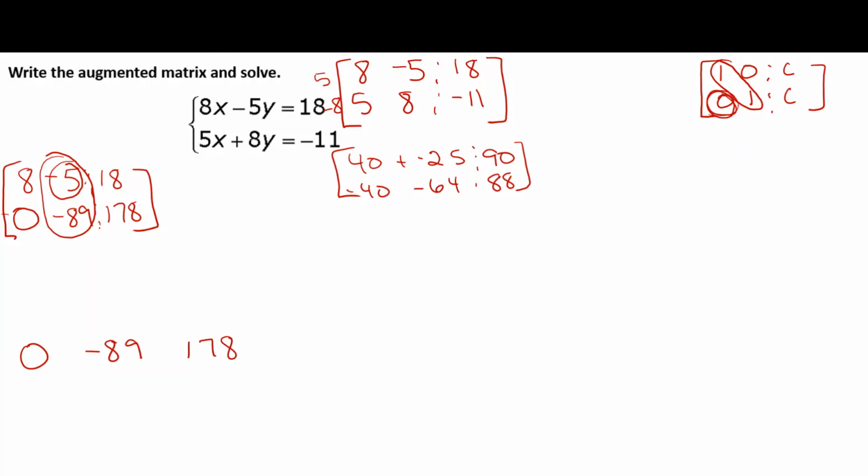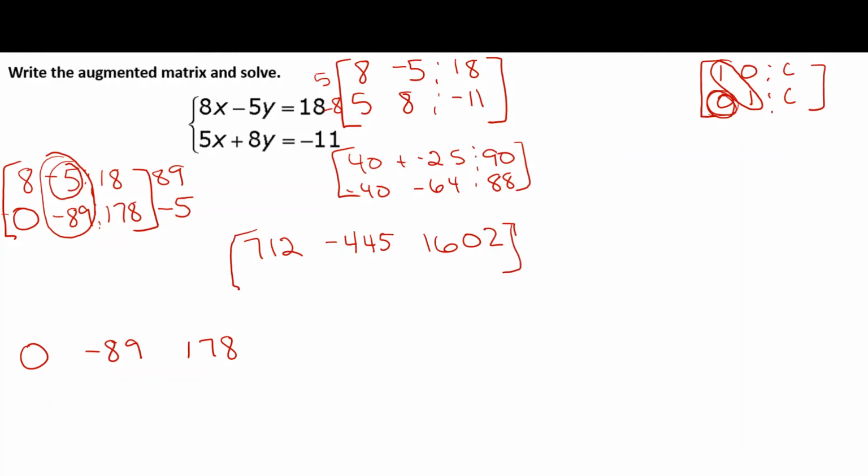So I'm going to multiply the whole matrix on the top by 89 and the whole matrix on the bottom by a negative 5. So let's see what happens. 8 times 89 is 712. Negative 5 times 89 is a negative 445. And 89 times 18 is 1,602. All right, so here's part of my new stuff.